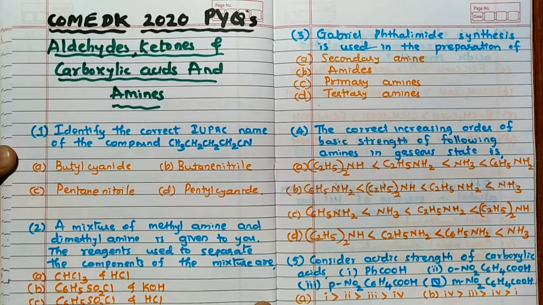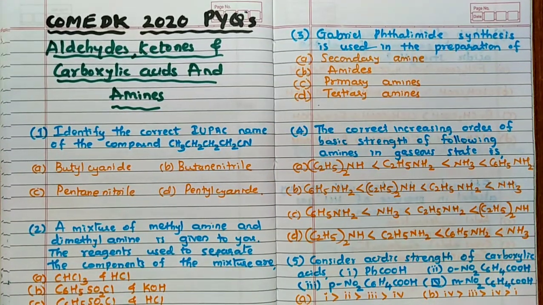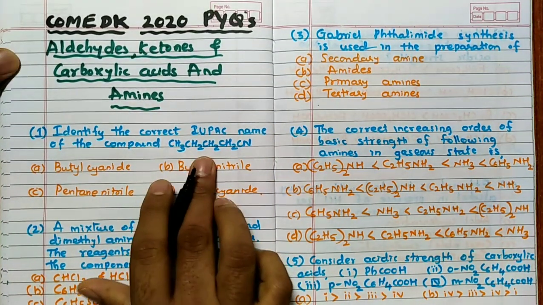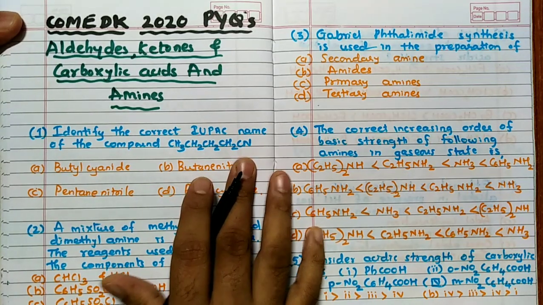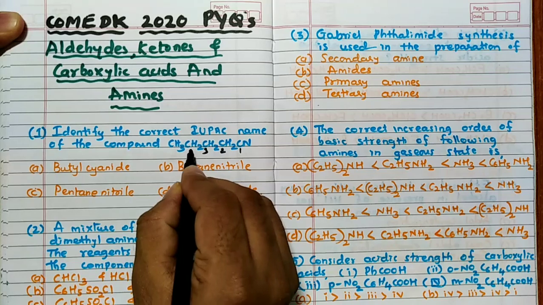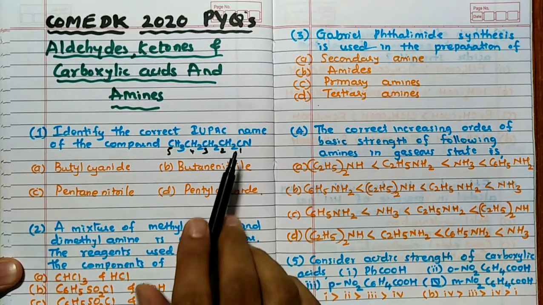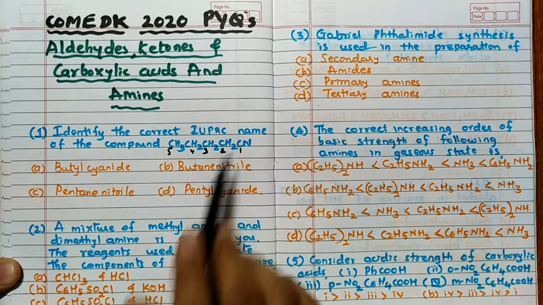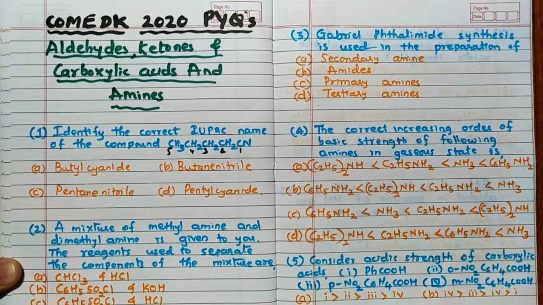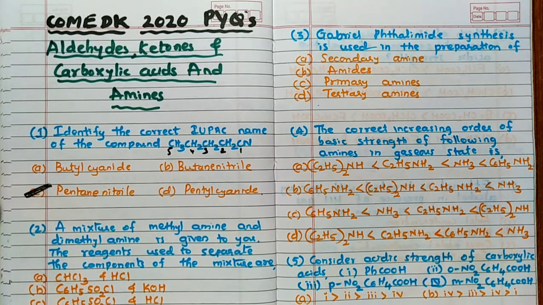Remember, very important. In this particular case, identify the correct IUPAC name of the following compound: CH3, CH2, CH2, CH2, CN. This is a cyanide compound, hence we will start numbering from this side: 1, 2, 3, 4, 5. Five carbons, so it is pentane. CN is always named as nitrile. Because of that reason, pentane nitrile is the answer.